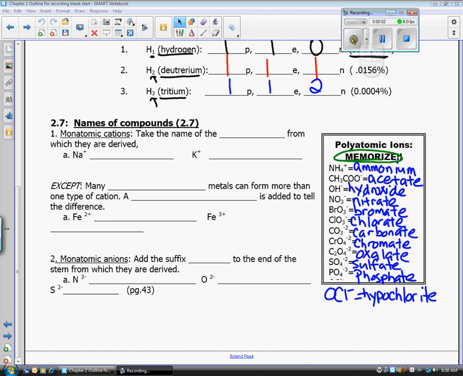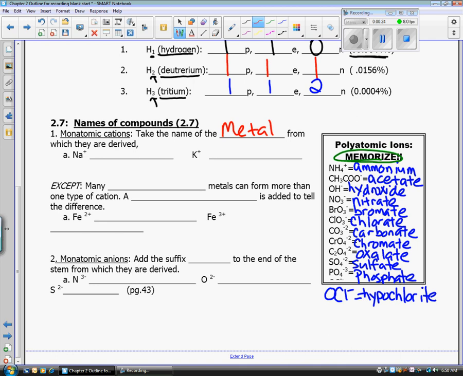All right, we're going to finish up chapter 2 with 2.7. It's the names of compounds. So we're going to be naming different compounds. First step here is monatomic cations. Remember, cations are the positives, so it's the monatomic, meaning one atom, in the positives, and you're going to take the name of the metal from which they are derived.